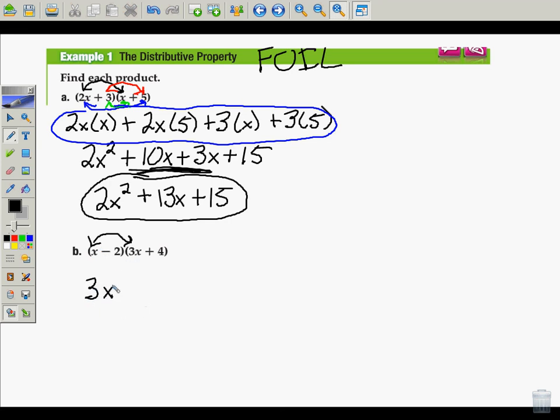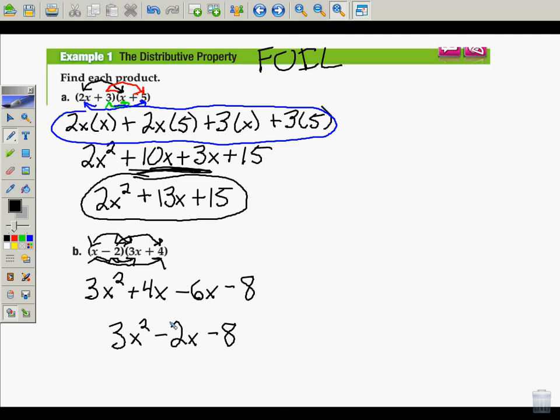Then I do inside times inside. Negative 2 times positive 3x, that's going to give me a negative 6x, so I'm just going to write negative 6x, and then I go ahead and do last times last. Negative 2 times positive 4 gives me negative 8. Last step, go ahead and combine your like terms. We get 3x squared, positive 4x minus 6x gives me negative 2x, minus 8, and that's all there is to it. As long as you can remember this FOIL, first times first, outside times outside, inside times inside, last times last, it makes these problems much more manageable to do.